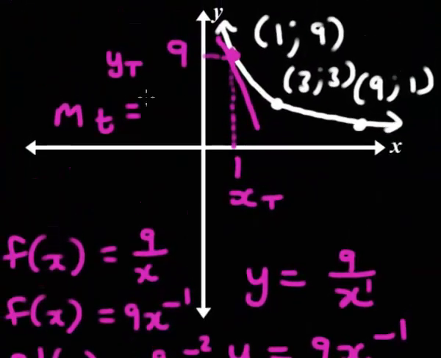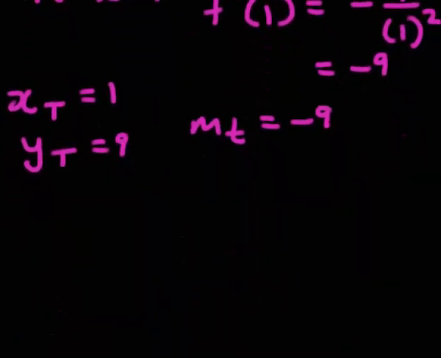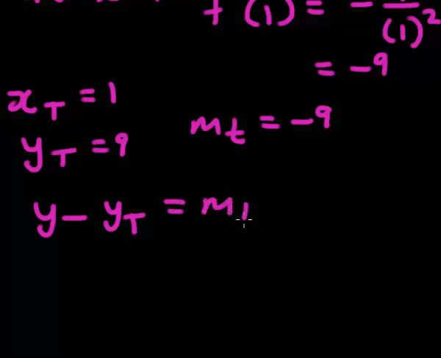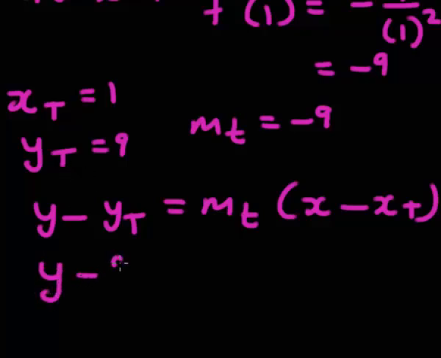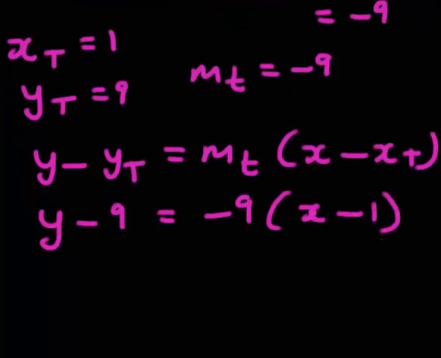So once we've got all of this information here, we can now work out the equation of the tangent line by using y minus yt is equal to the gradient of the tangent times x minus xt. The y of t is 9, so let's plug in 9. The gradient is negative 9, x minus 1. There we go.